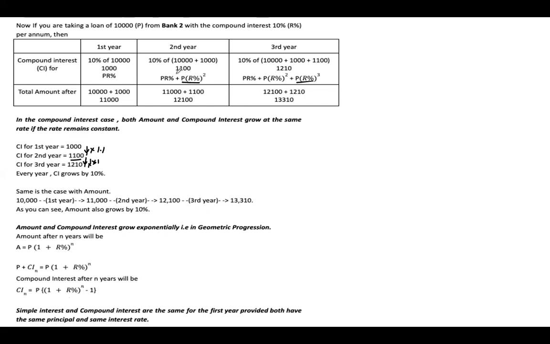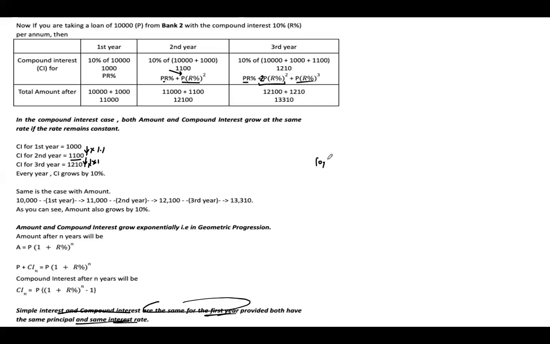So all these small parts, as you are doing 10% of this value, or let's say 10, this would be 2 times of here. As you are doing, let's say 10% of this value again, this value is lesser than this value, and this value is lesser than this value. Simple interest and compound interest are the same for the first year, provided both have the same principal and same interest rate.